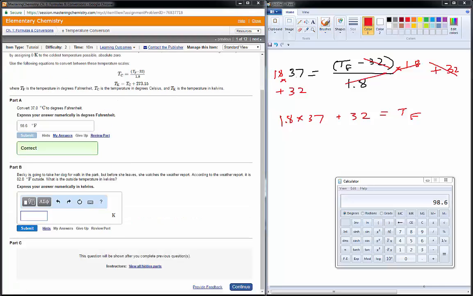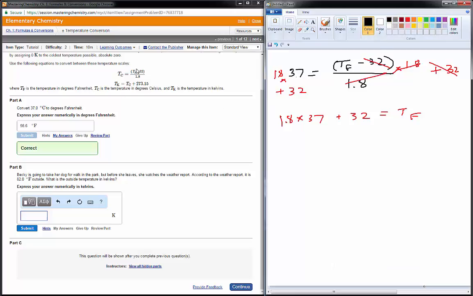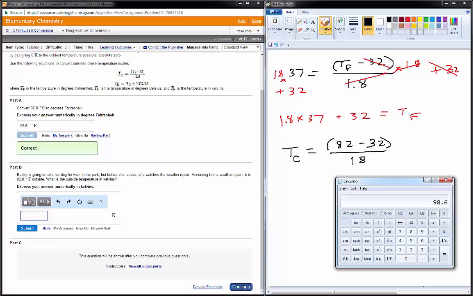For this next problem, we are told that Becky is going to take her dog for a walk in the park, and she sees that it's 82 Fahrenheit outside. They want to know, what is this in Kelvin? The key here is that we have to convert first from Fahrenheit to Celsius so that we can use the second formula to convert from Celsius to Kelvin. So in the first place, the temperature in Celsius is the temperature in Fahrenheit, 82, minus 32 divided by 1.8. And when we plug it in, that is 27.77.